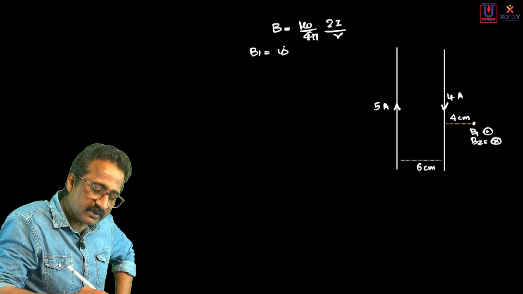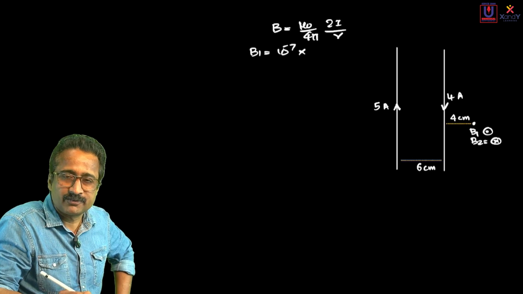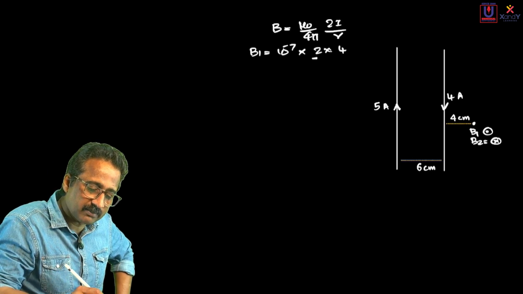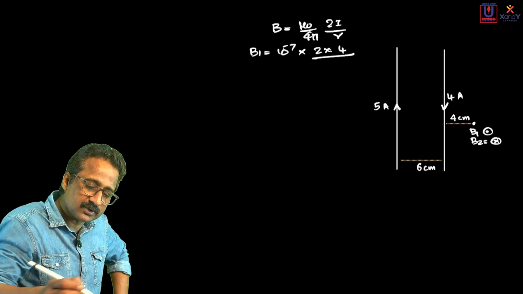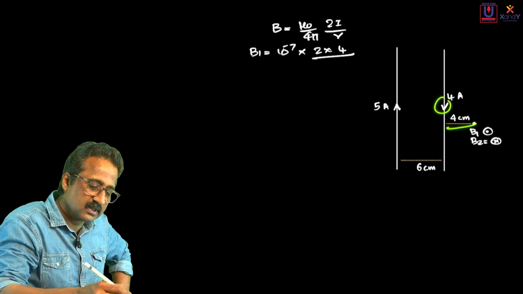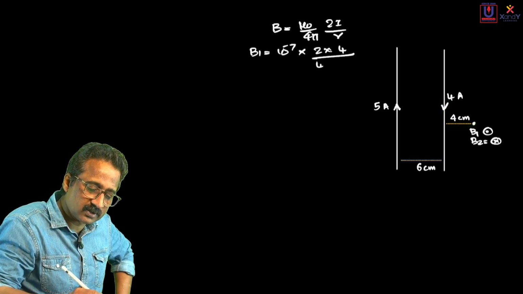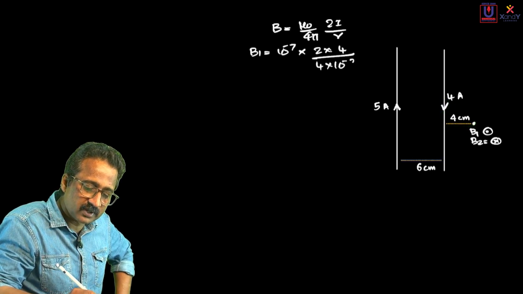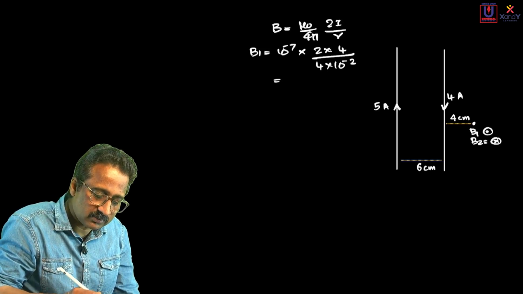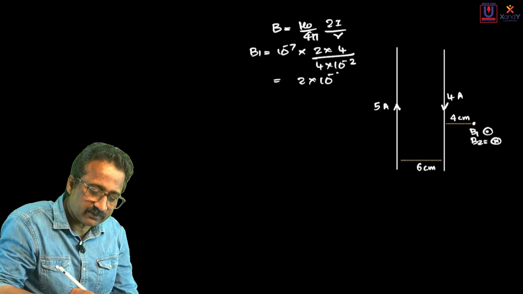Okay, it is 10 raised to minus 7, which is mu0 by 4 pi, 2 into I, where I is 4 ampere, divided by the distance, which is 4 centimeter. Now 4 is in centimeters, so don't forget to convert that into meters. So 4 into 10 raised to minus 2. This gives you 2 into 10 raised to minus 5 Tesla.